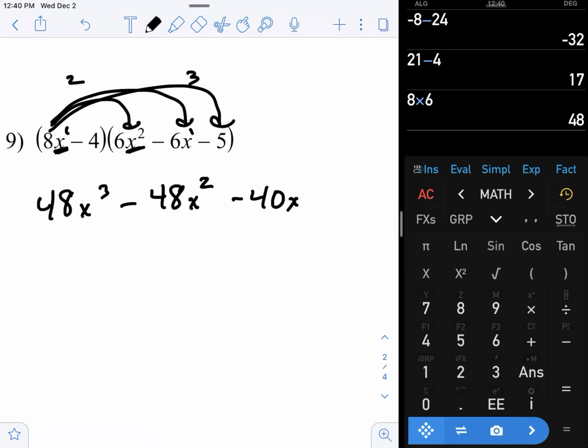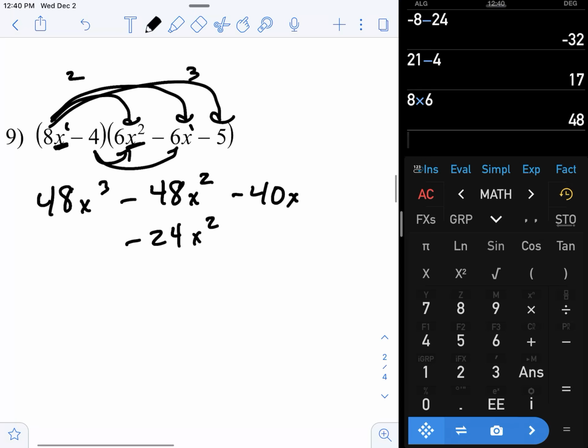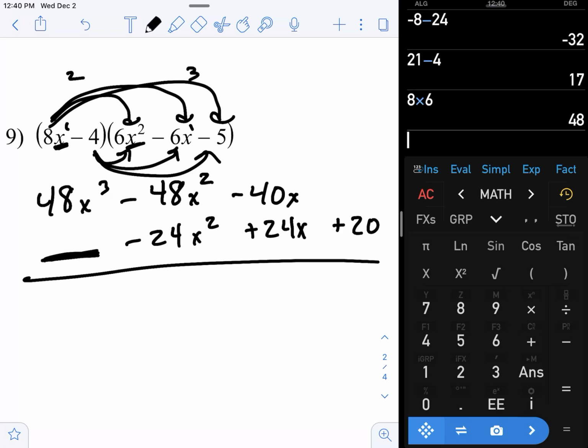Okay. All right, now the negative 4, okay? Negative 4 times 6x squared, negative 4 times 6 is negative 24x squared. Now notice there's not an x to the third, okay? So there's nothing here. This is blank, okay? Negative 4 times negative 6 plus 24x. Negative 4 times negative 5 plus 20. Okay. All right, now we're going to have two overlaps. Okay, not one overlap like in the last four.